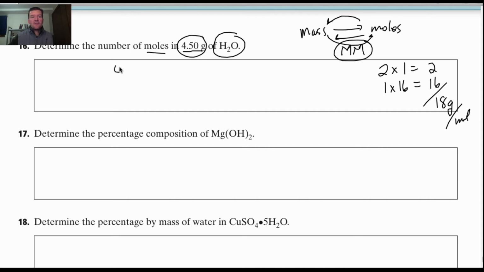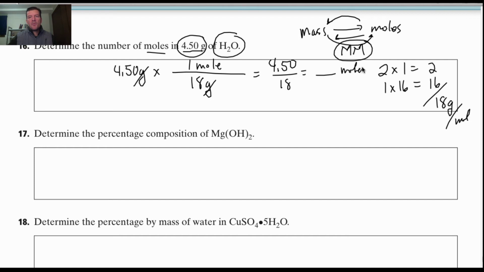Well, you just take 4.5 grams. This is for water, and you are going to divide by 18 grams. How do I know 18? Because 1 mole of water has a mass of 18 grams. I know to divide so I can cancel the grams. So 4.50 divided by 18, you can do that calculation and tell me then how many moles I have. We are in moles. Okay?